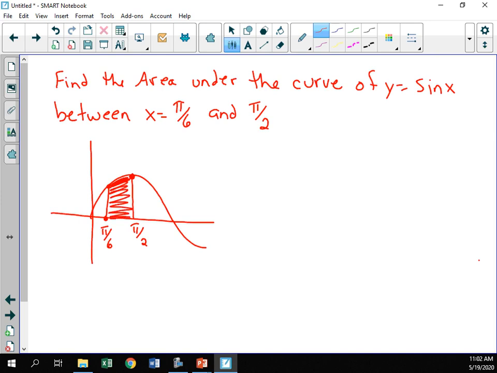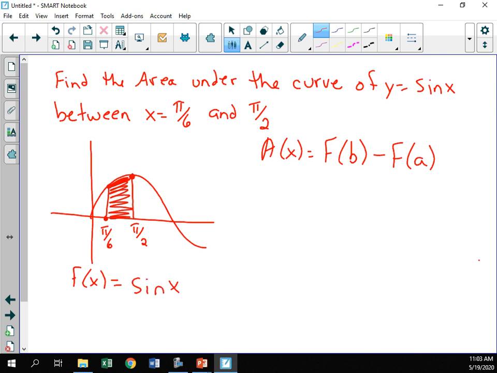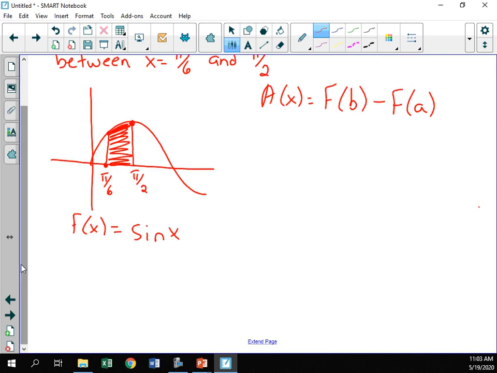Okay, we're no longer using that trapezoid. We're finding the area using that idea that a of x is the antiderivative at one boundary minus the other boundary. So first off, we're going to find the antiderivative of sine x, which we know is equal to negative cos x plus a constant. Again, we don't know that constant because they are going to cancel.